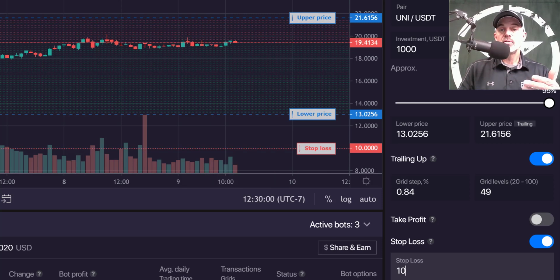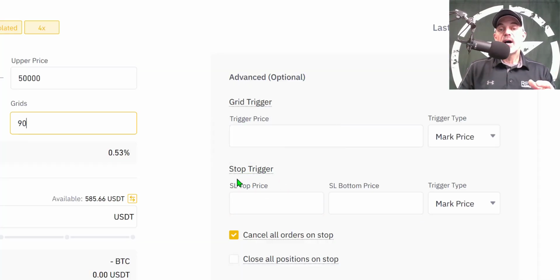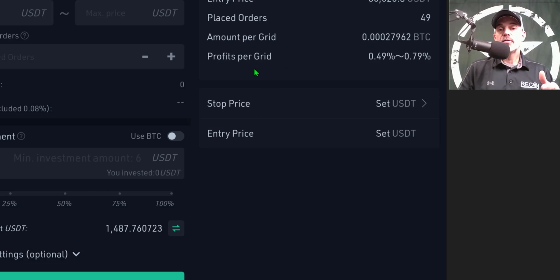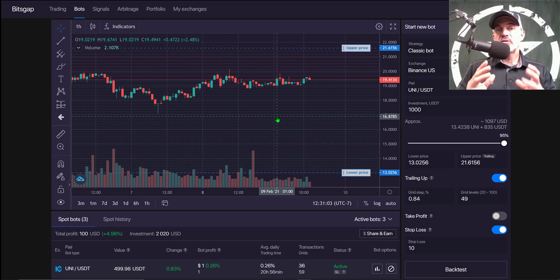Now on Binance, they do give you an opportunity to take profit. They call it a stop loss top price and a stop loss bottom price. So they do offer that function as well. And KuCoin also offers a stop price feature as well. But in the end, when it comes to grid bots, Bitscap is my go-to platform. And I think that pretty much wraps it up.